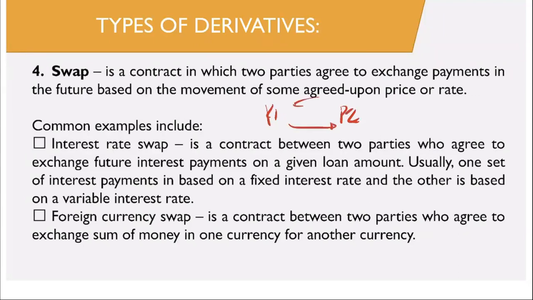That's how it is used. So exchange rate one for rate two. There are the interest rate swap and the foreign currency swap. An interest rate swap is a contract between two parties who agree to exchange future interest payments. And in a foreign currency swap, you will exchange foreign currencies between one party and another. So you will just swap whatever you want to swap, whether that is interest rate or foreign currency. So that's it for our hedging and derivatives.